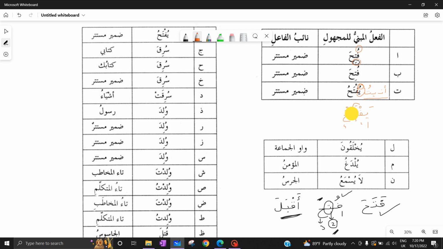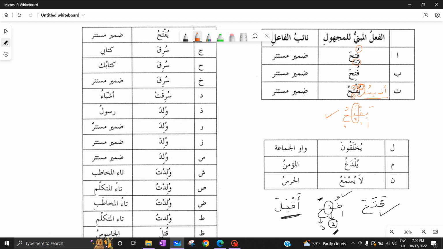The ta. Now here it is already having a fatha. So when you make a majhool, the harf mudhare gets a dhamma in present tense. I'm talking about the present tense. And the second last letter, which is this letter ta, gets a fatha. Yuftahu. In this case, what happens?